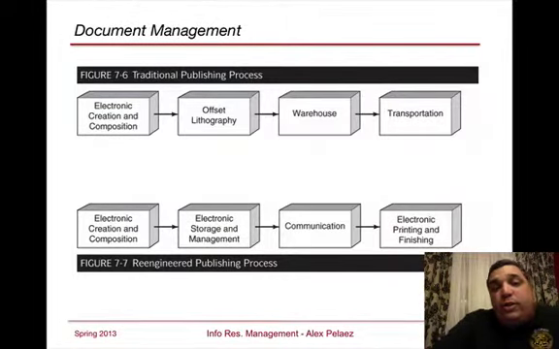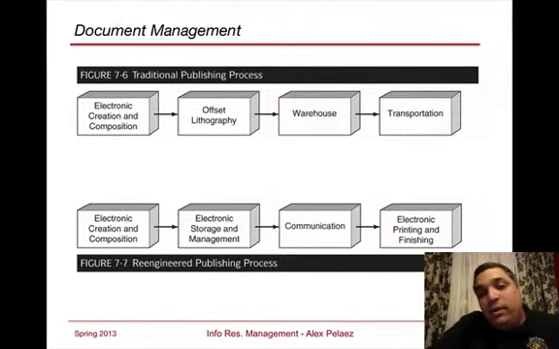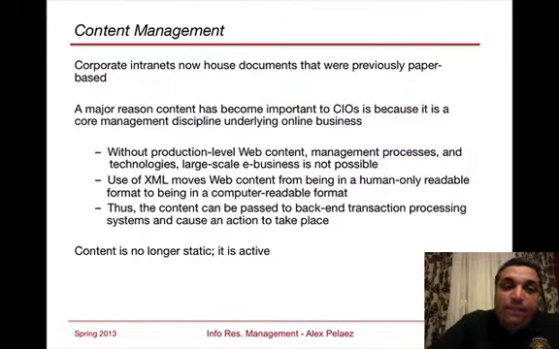And this is what the chart looks like. In the traditional process, you had the electronic creation and composition, and then we had all of the steps required to physically manifest that document and get it into the hands of the end user. In the re-engineered publishing process, basically we can create electronically, we store electronically, we communicate, and we electronically print. So the printing occurs at the end of the cycle as opposed to after the first step.